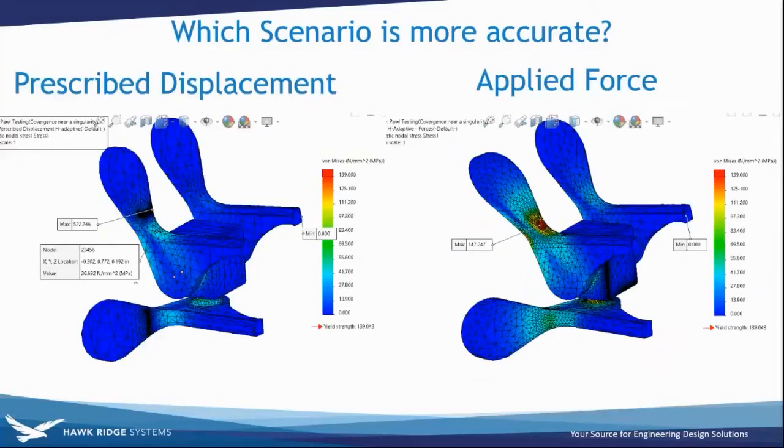So after all of that, which scenario is more accurate? The prescribed displacement or the applied forces? Well, the prescribed displacement and the force boundary conditions were yielding different deformation plots in the area that they were applied. This variation in deformation was causing the stress distribution to change, producing these drastically different results. Now, which one of these shapes is correct?